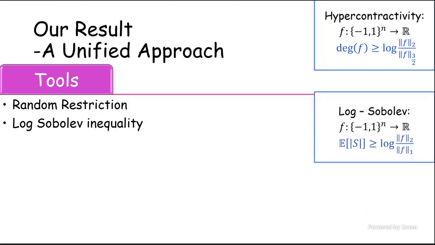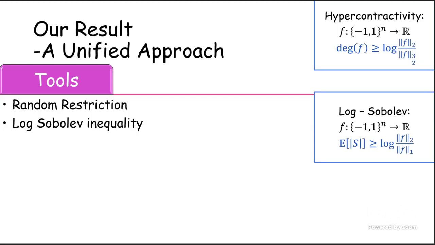So what is the log Sobolev inequality? I brought here some version of it. This is not the version we use, but this is the version which is the most similar to the hypercontractivity. So it actually looks the same. The only difference here is that the hypercontractivity uses the maximal degree and the log Sobolev uses the expected degree. The expected size of S is the expected degree.